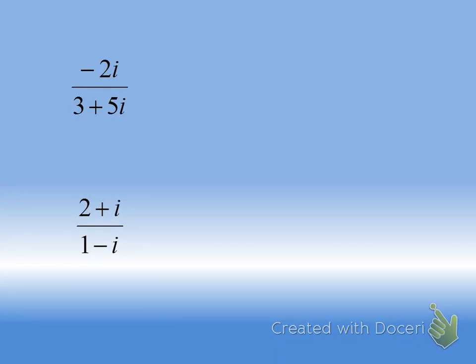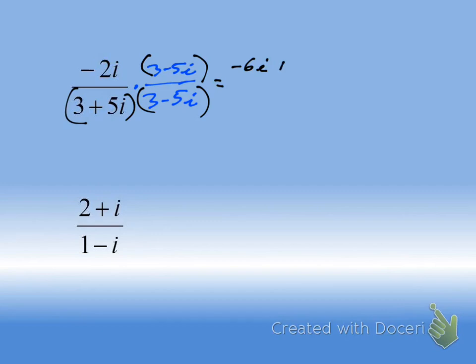Okay, top one. 3 plus 5i is what they give you, so times 3 minus 5i. Now as you get better with these, I'm going to start skipping some stuff. First thing I'm going to skip is rewriting them together. I'm just going to start putting parentheses around them. So the numerator you were distributing, we have negative 6i plus 10i squared all over 3 times 3 is 9.